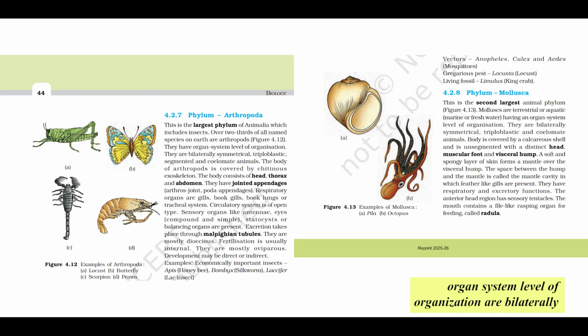They exhibit the organ system level of organization, are bilaterally symmetrical, though some, like snails, become asymmetrical due to torsion, triploblastic, and coelomate animals, though the coelom is often reduced. What are their key features? They often have shells, right?